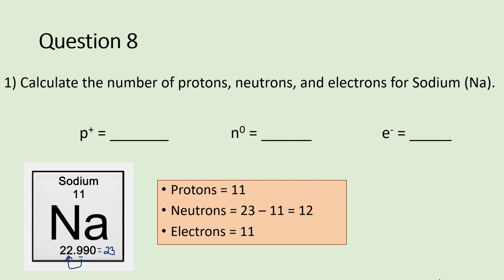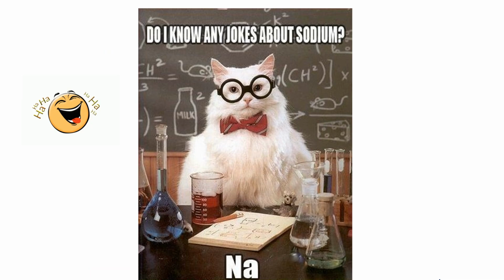Okay, so you should have gotten 11 protons, 12 neutrons, and then 11 electrons because your protons and electrons have to be the same in an atom. They have to be neutral. So your positively charged protons will equal your negatively charged electrons.